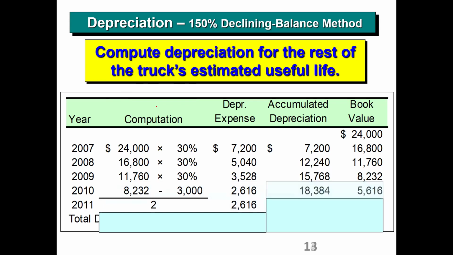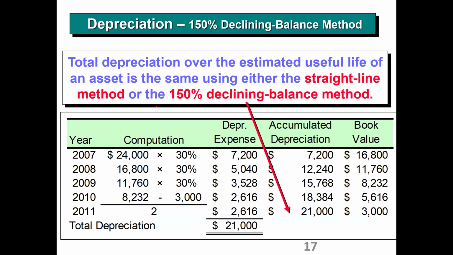This amount will be added to cumulative depreciation and subtracted from the last year's value. We are left with 5,616. The next year, we will have the same depreciation expense, added to the cumulative depreciation, and we have 21,000 as the final cumulative depreciation, and we are left with a book value of 3,000. I hope that's clear with all of you. If we see both straight line and 150%, the total depreciation charge over 5 years is the same. In straight line, we have equal depreciation charge each year, whereas in 150%, we have higher depreciation charge in the early years with decreasing depreciation in the later years.